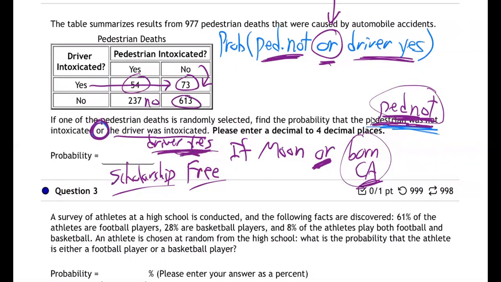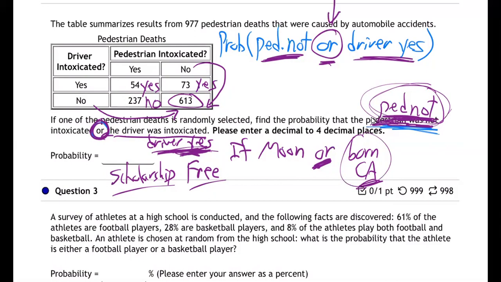And then final group down here. How about the 613? Let me go back here. They are driver no, pedestrian no. They're a no. But they're a yes. Yeah, well said. Because are they either pedestrian not or driver yes? Well, yeah, they're pedestrian not. So they met one of the two conditions, which is all it takes.